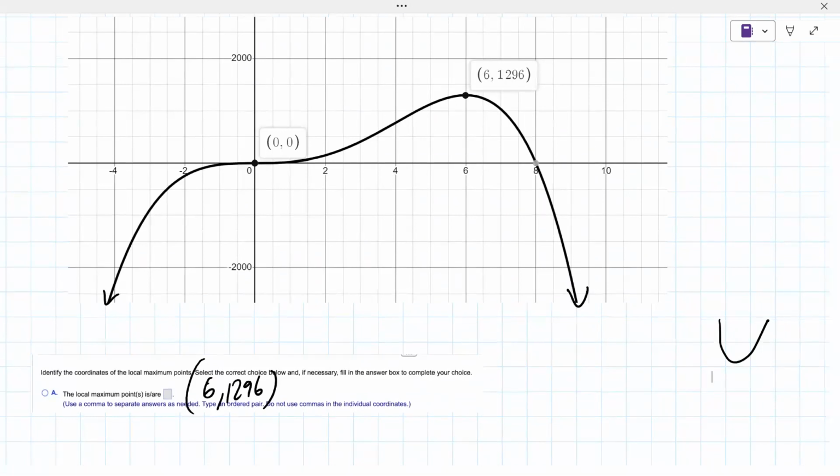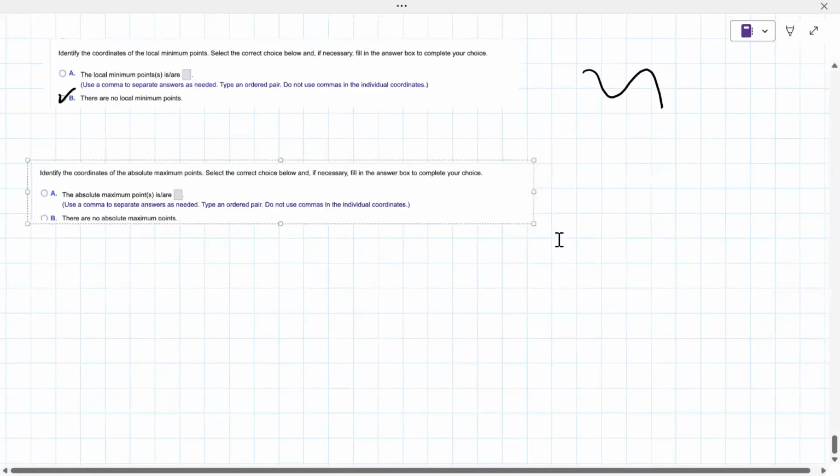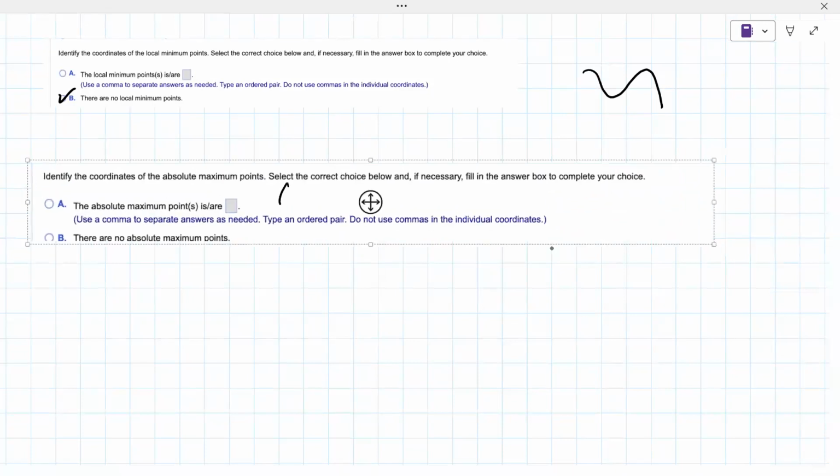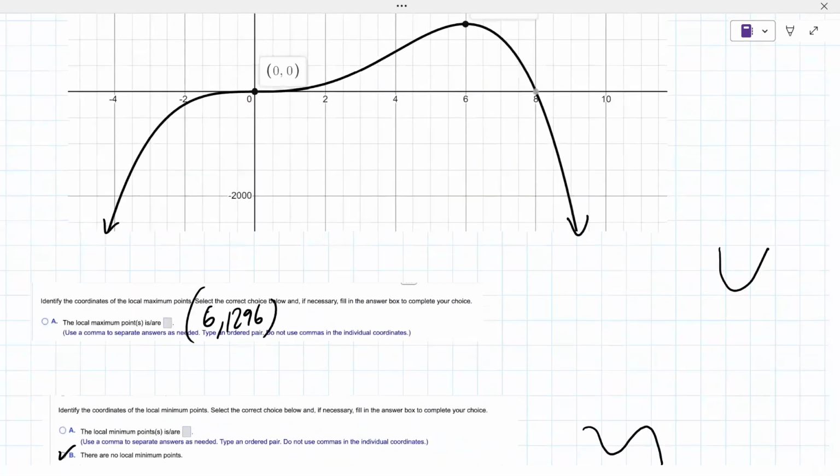Sorry, there's a better explanation for all this. So absolute max, we've actually already identified. It's the same as the local max, the 6 comma 1296. So there's no local minimum either. That's right.